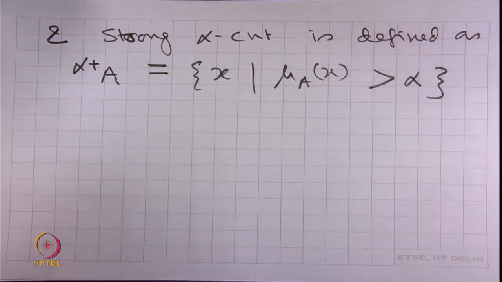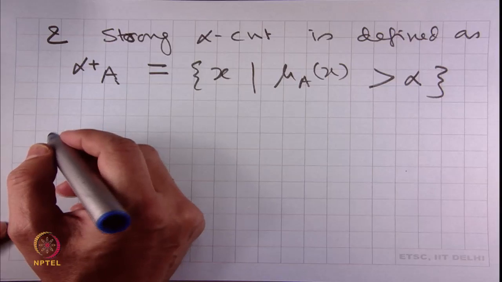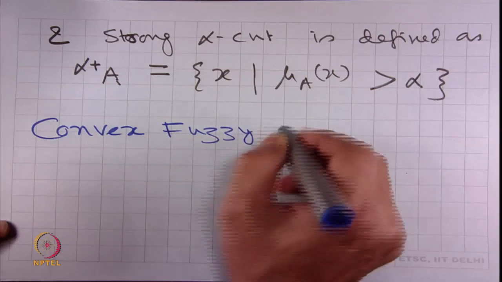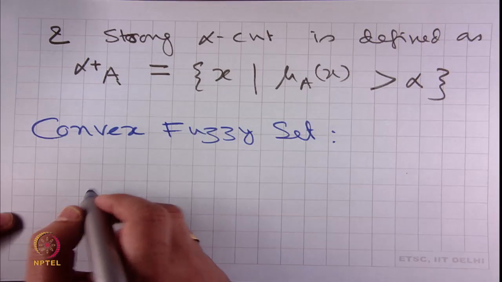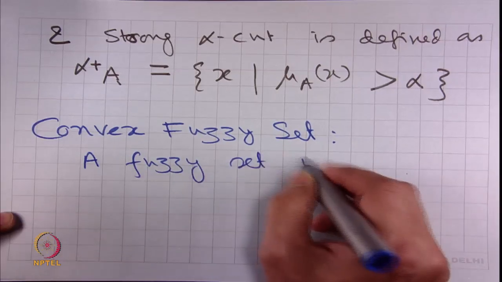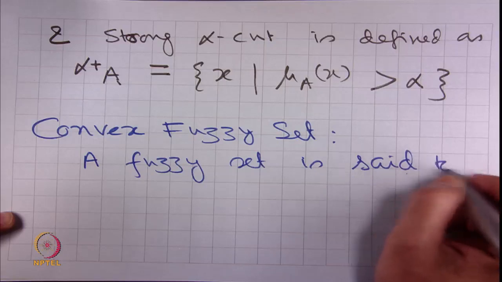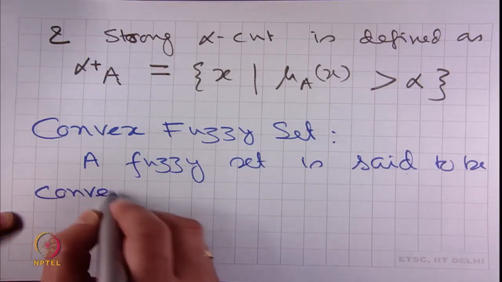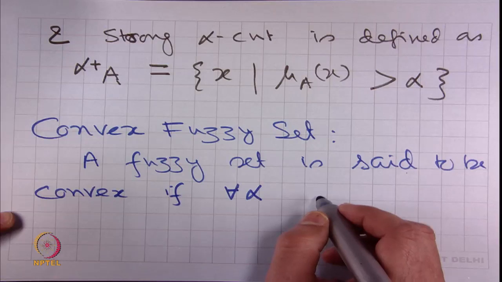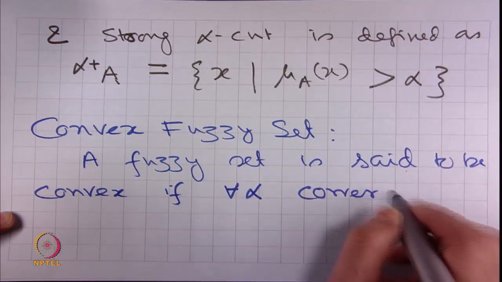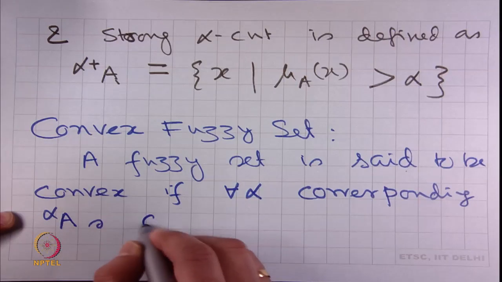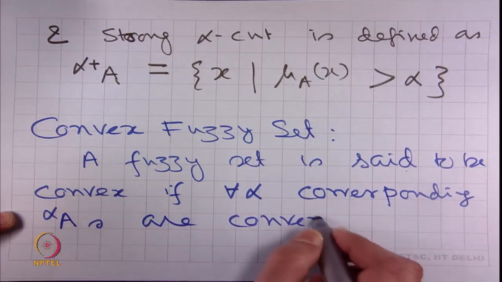And what is the convex fuzzy set? A fuzzy set A is said to be convex if for all alpha, corresponding alpha cuts are convex sets.